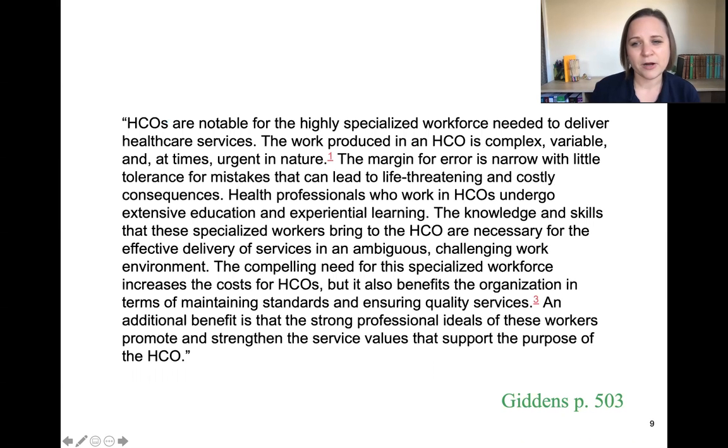Take a look at this paragraph from Giddens, page 503 on the left column under specialized healthcare workforce. HCOs are notable for the highly specialized workforce needed to deliver healthcare services. The work produced in an HCO is complex, variable, and at times urgent in nature. The margin of error is narrow, with little tolerance for mistakes that can lead to life-threatening and costly consequences. Healthcare professionals who work in HCOs undergo extensive education and experiential learning. The knowledge and skills that these specialized workers bring to the HCOs are necessary for the effective delivery of services in a challenging work environment.